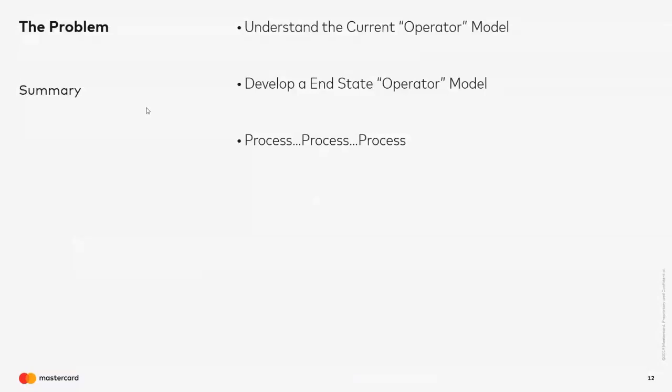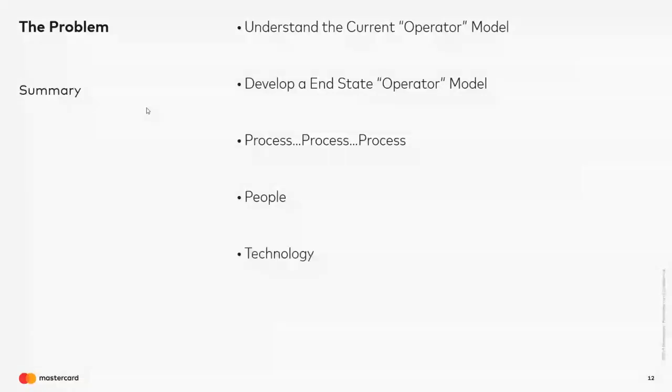So just before I dig into the details, I want to make sure that I summarize the problem. You have to really understand what your current, and I put in quotes, operator model is, the human operator model that you have today. You need to then develop what you want that end state to look like. Don't just automate your existing broken or ill-defined processes because they've always worked that way.